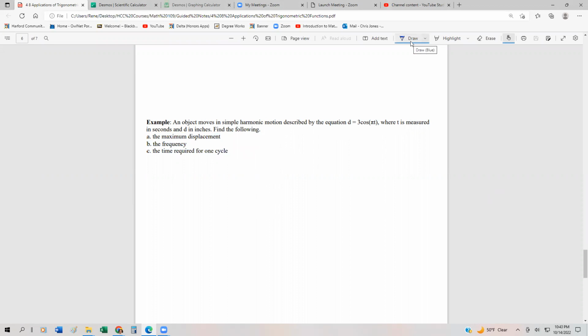All right, so this is actually a pretty easy sort of problem. Noticing that the coefficient is 3, that's the amplitude. And so the maximum displacement is going to be the absolute value of A in this case, which is the absolute value of 3, which is just going to be 3. And since it's measured in inches, the maximum displacement will be 3 inches.